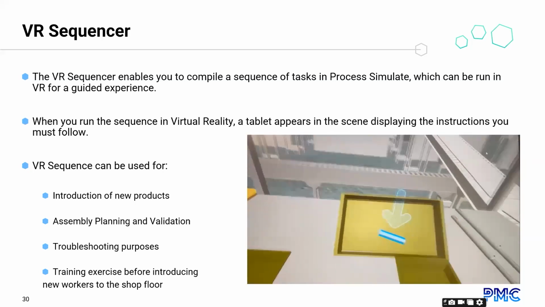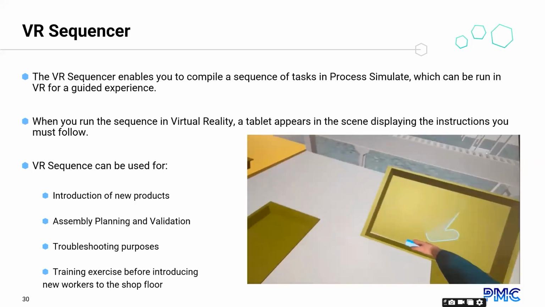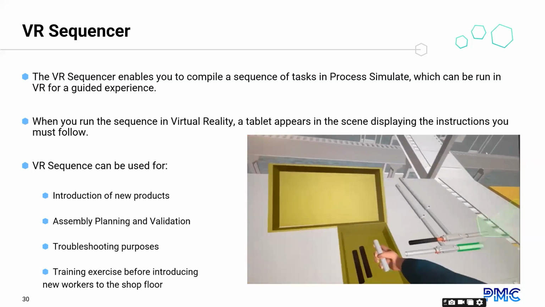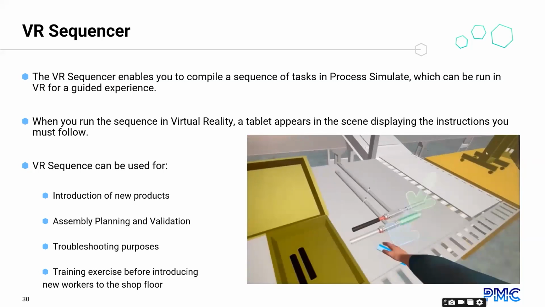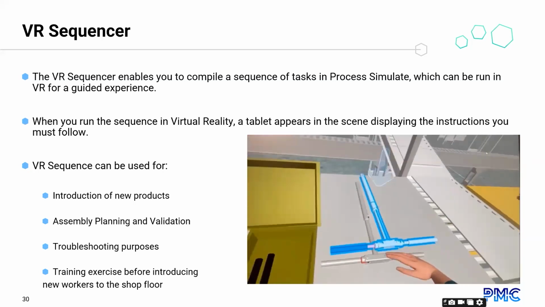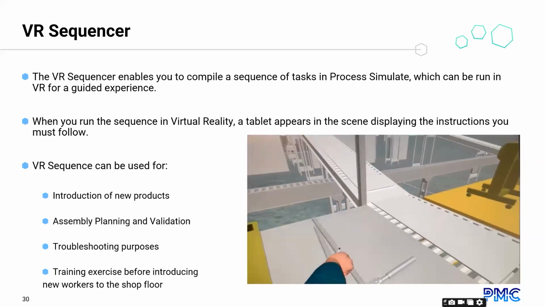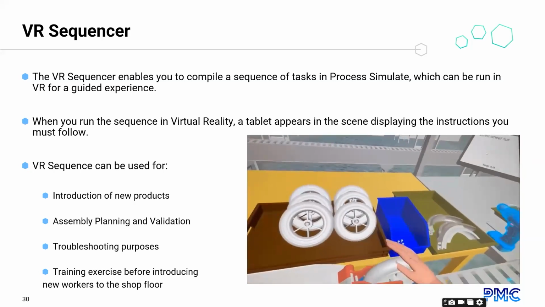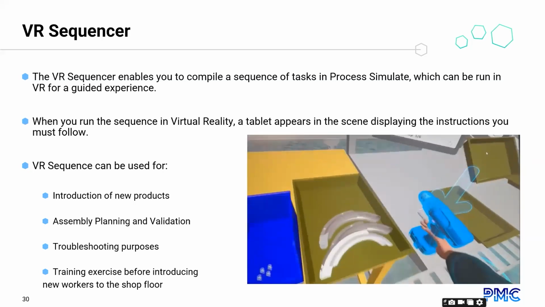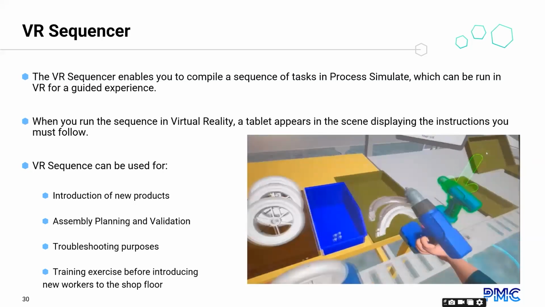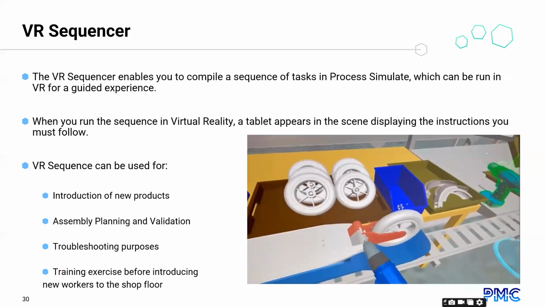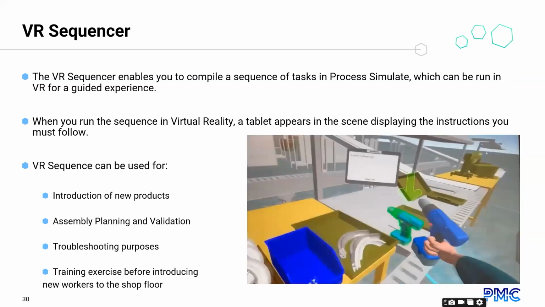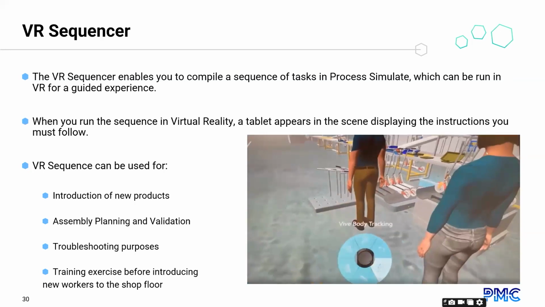When you run the defined sequence in virtual reality, it will appear as a tablet in the scene, showing the instructions that you must follow. For example, instructions for assembling a certain product. It's a feature that can be used when we introduce new products into the line, for example, or for planning, validating assemblies, troubleshooting purposes, and also for training operators before introducing them to the shop floor.